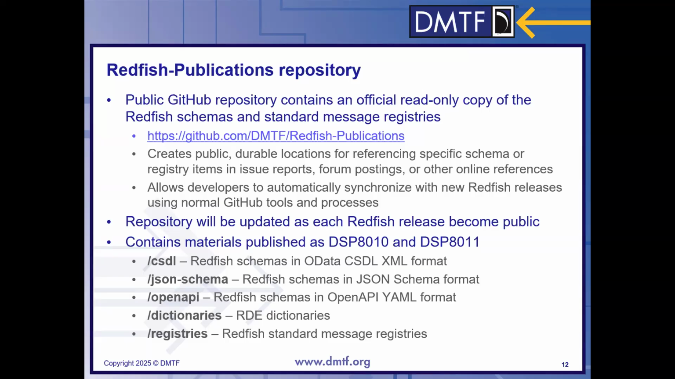In particular, the CSDL folder contains all of our Redfish schemas in the OData CSDL XML format. There's a /JSON schema folder that contains all of our Redfish schemas translated to JSON schema. There's an OpenAPI folder that contains our schemas in OpenAPI YAML format. There is a dictionaries folder that contains all of the schemas translated into RDE dictionaries for use by embedded devices. And then there's a /registries folder that contains all of our standardized message registries.